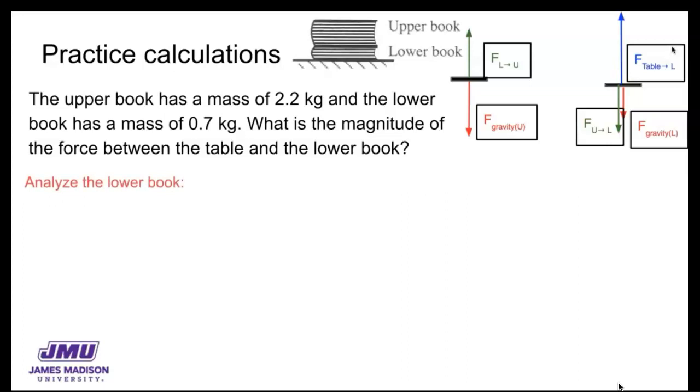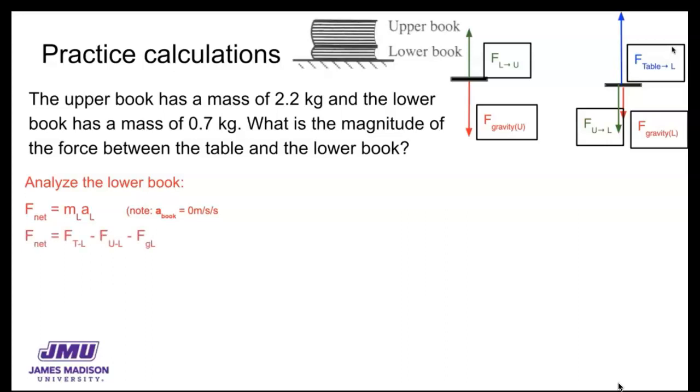I'm going to analyze that lower book first, and I'm going to say the net force acting on the lower book is equal to ma. I'm going to put some subscripts in just because I know that I'm going to have to use F equals ma later. But if you didn't know that and you just wrote F equals ma to start, that's fine. You can always go back and put subscripts in later when you need them.